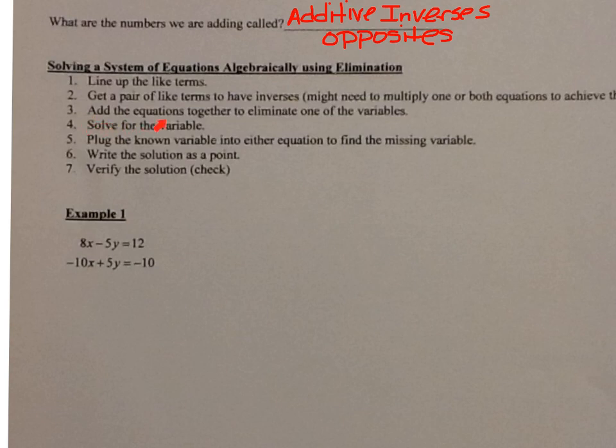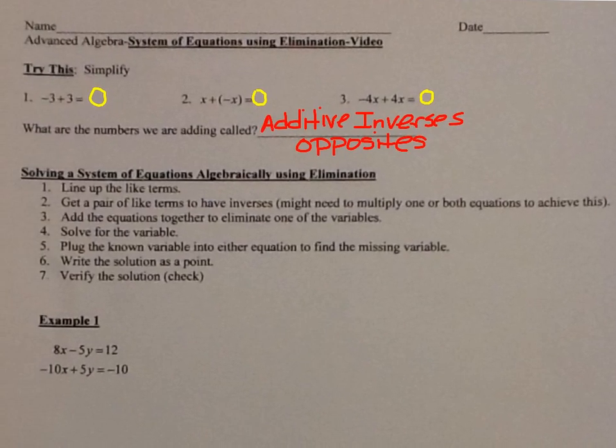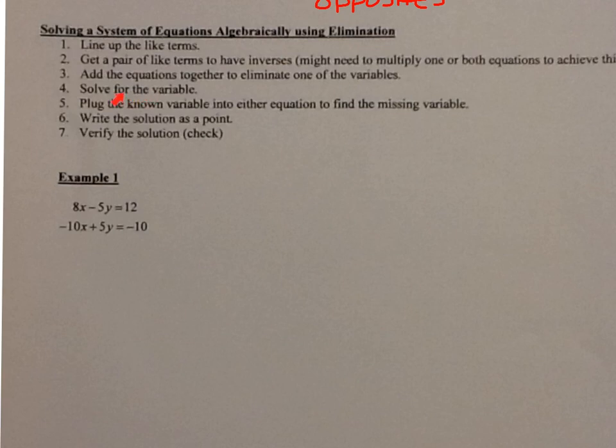You're going to add the equations together to eliminate one of the variables. Because remember, when we add opposites, we get 0. When we add opposites, we get 0. Okay, and then we're going to solve for whatever variable we have left.